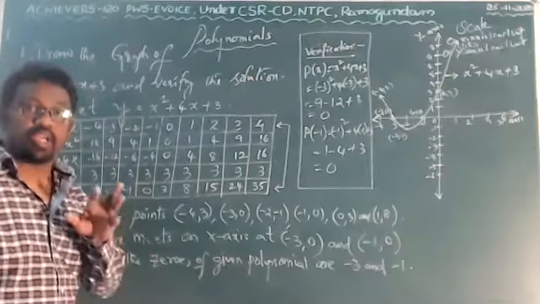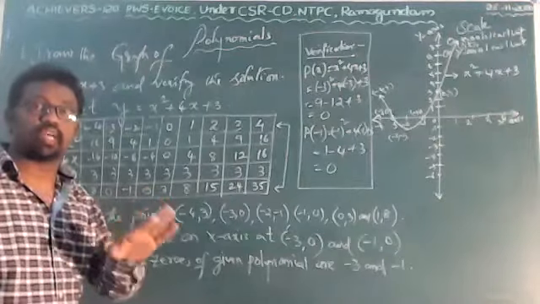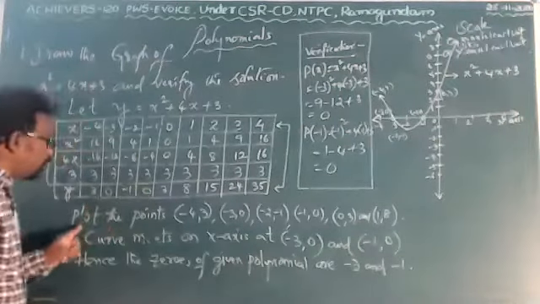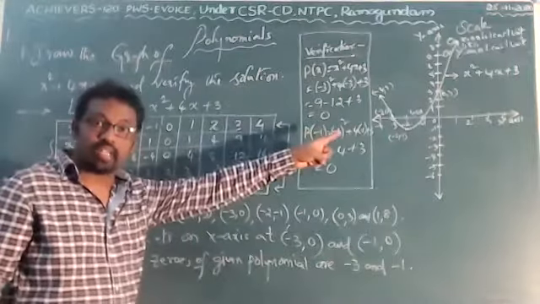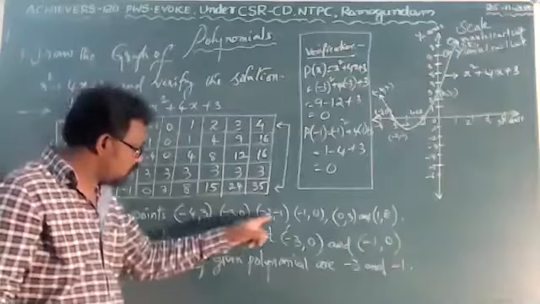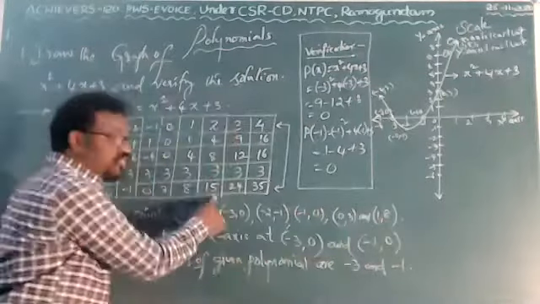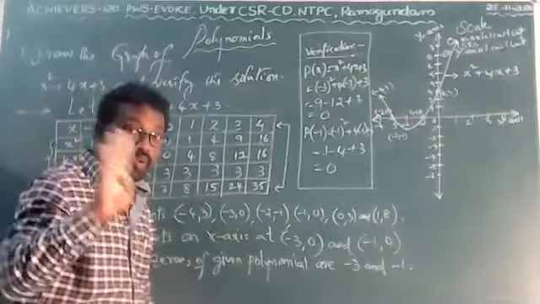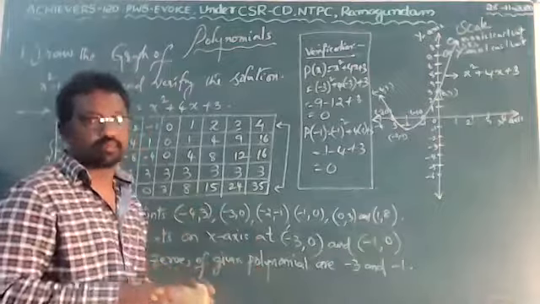If you get y more than 12, please don't plot that point. Plot only the points which you will plot on the graph sheet. Write down only those here: -4, 3; -3, 0; -2, -1; -1, 0; 0, 3; 1, 8. Next, 2, 15. The y value is 15, so don't take that. No need to plot that one.